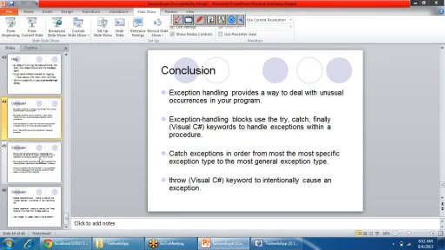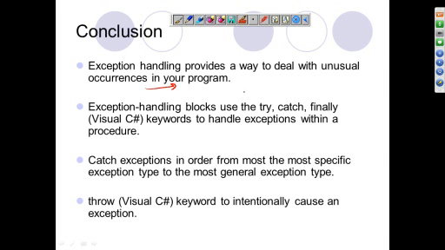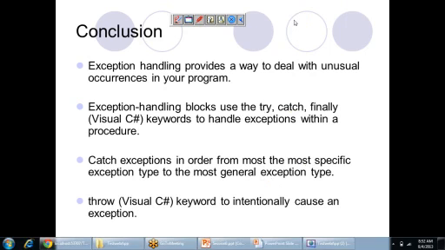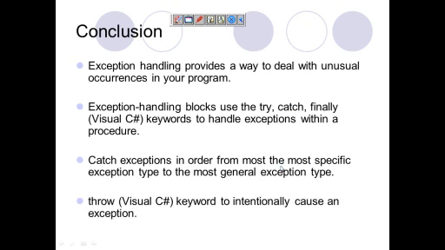So we'll conclude with summary points of whatever we have covered in exception handling. It provides a way to deal with unusual occurrences in the program or in the logic of the program. Exception handling blocks use try, catch, finally. For one try we can have multiple catch blocks, and we have to add them from the most specific to the most general. Otherwise it will be a compile time error. The throw keyword is used to deliberately cause an exception.